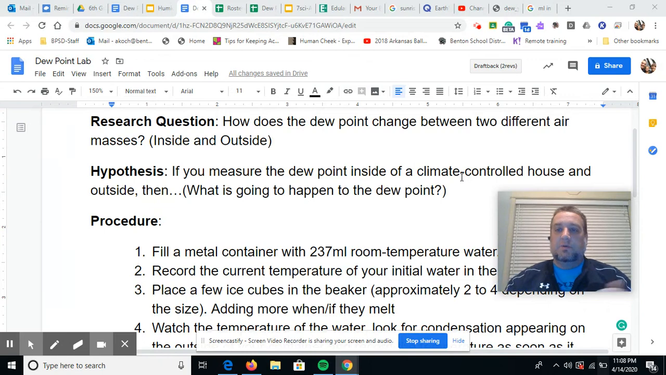So what we're going to do is an experiment with two different air masses. One is going to be inside my house, and the other is going to be outside. We're going to calculate the dew point inside and outside.